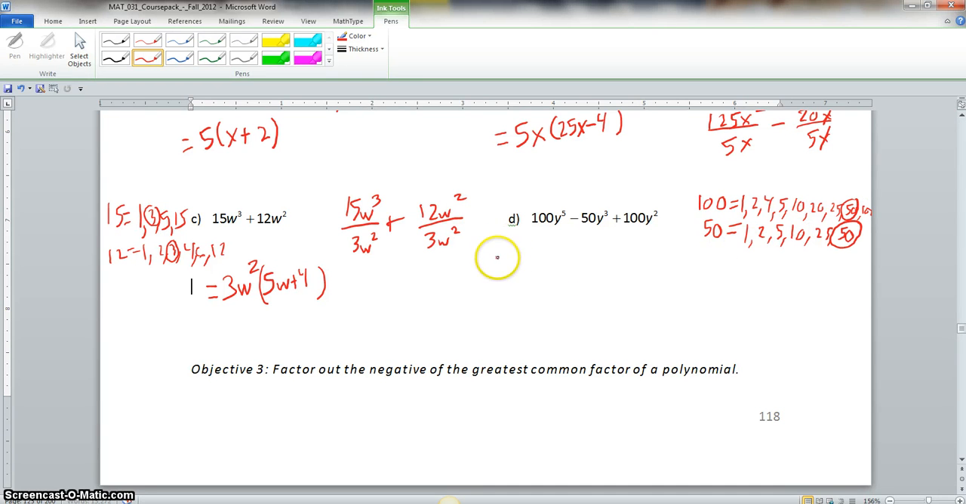Okay, so now we have 50 on the outside, and we look here at our variables. All of them have a y, and the lowest y we have is y squared. Now we will put the rest of these terms inside the parenthesis. So we'll divide all these terms by 50y squared, which we will write off here to the side.